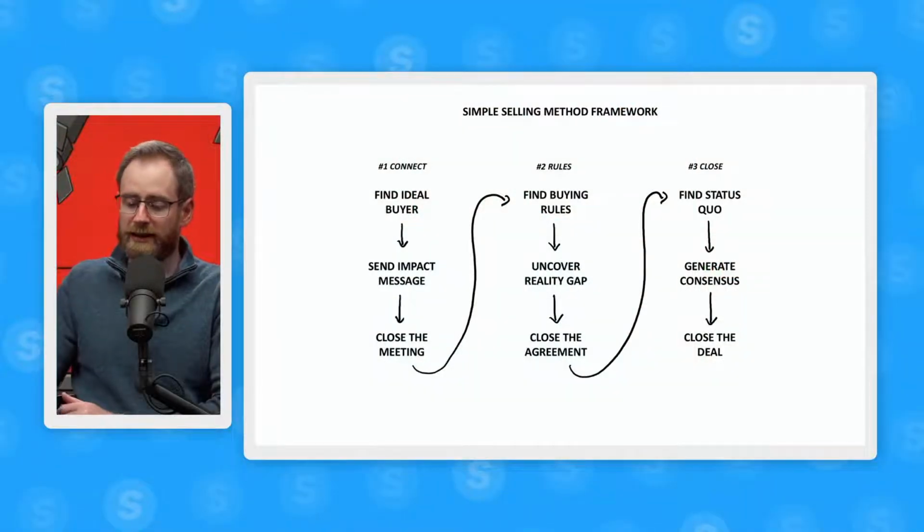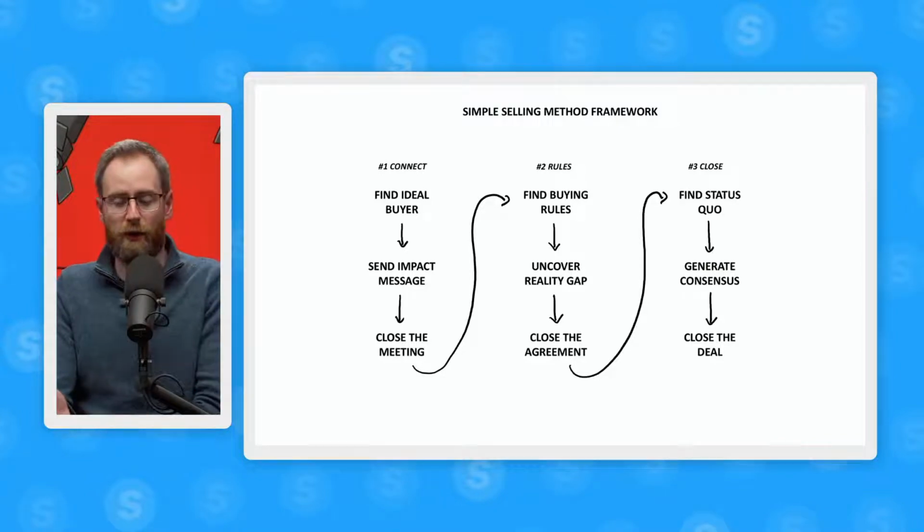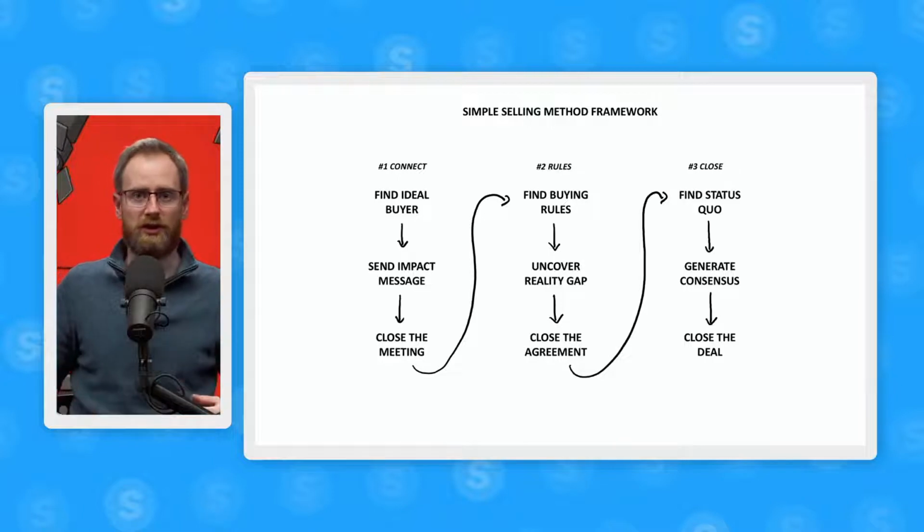So maybe this would be valuable to just quickly run through. This is our simple selling method. This is the framework for it. This hopefully will explain why it's impossible just to have an all-in-one solution for prospecting.